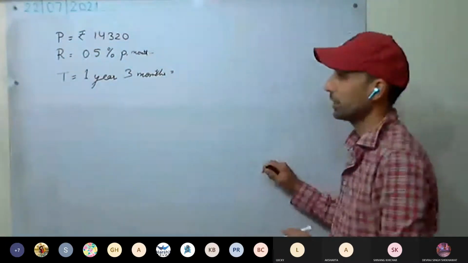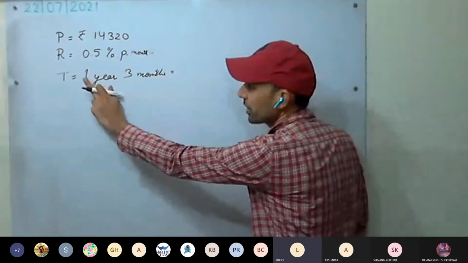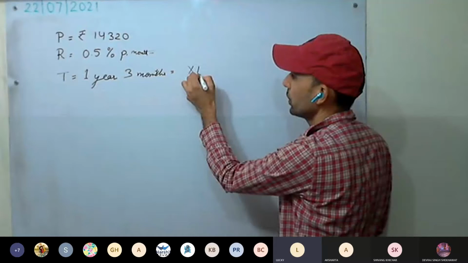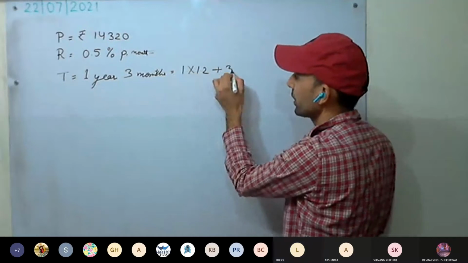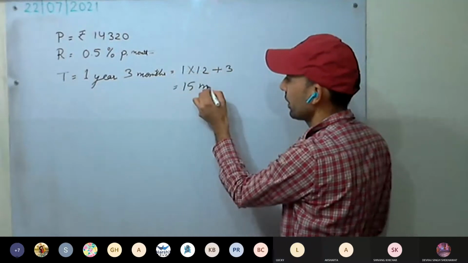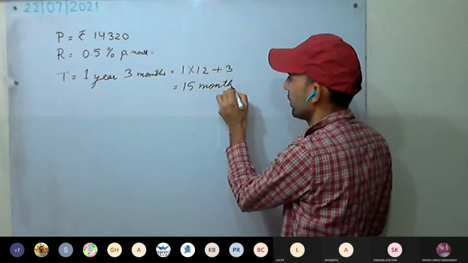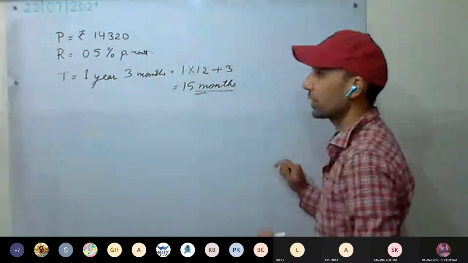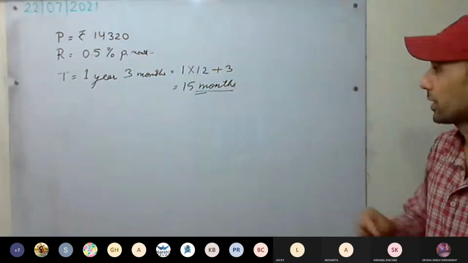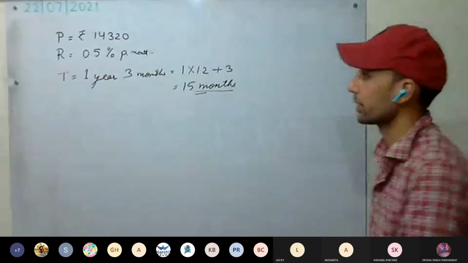How many months will it be? We have to multiply 1 with 12. 1 year and 3 months: 1 into 12 plus 3, that is 15 months. Understood? Okay. Now calculate the interest. Interest for 15 months we require.